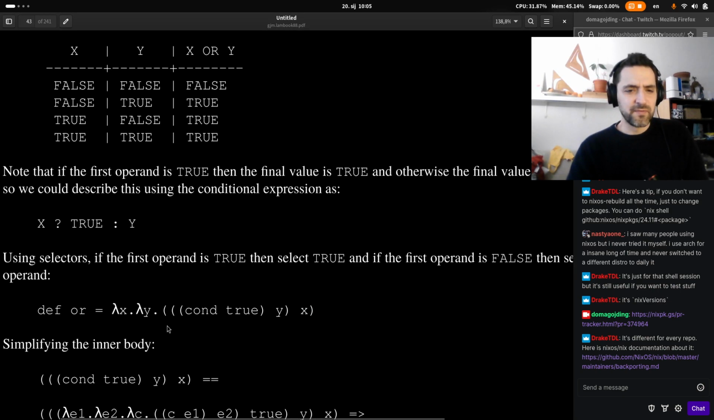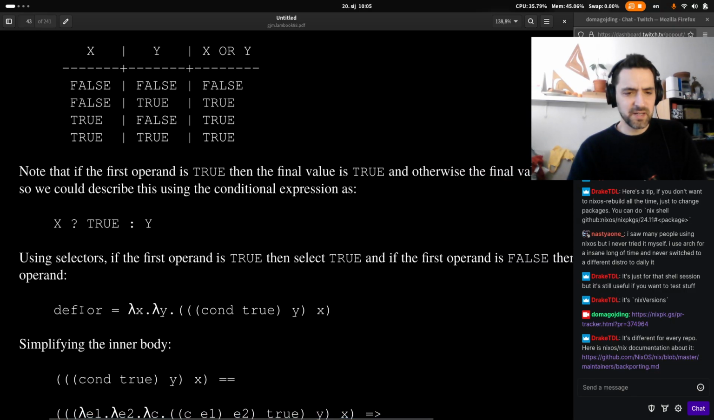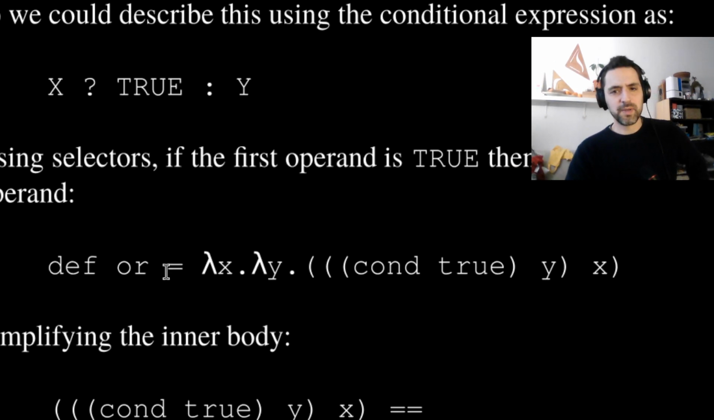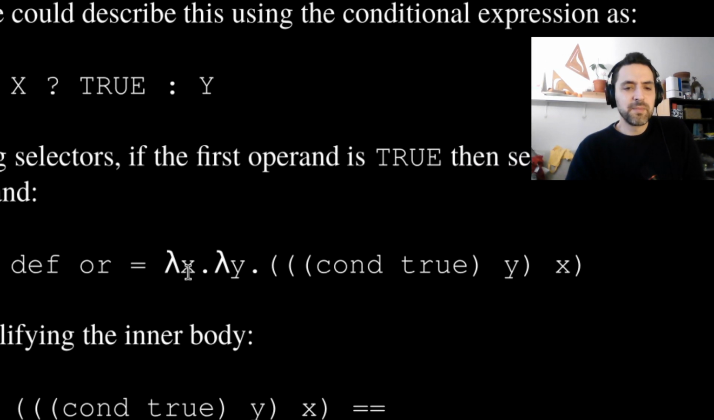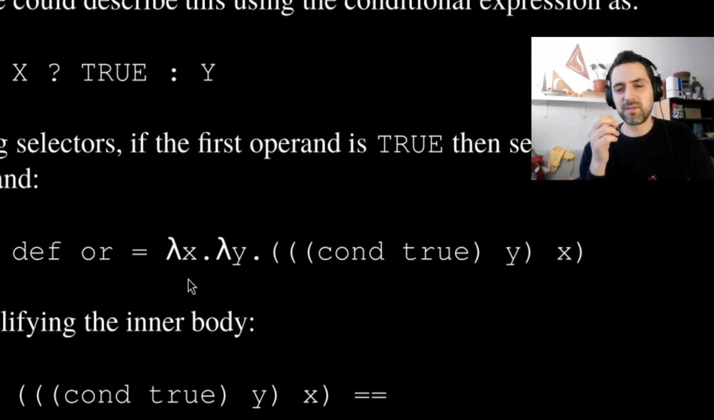Using selectors, if the first operand is true, then select true. And if the first operand is false, then select the second operand. So let's see, defined OR. What do we have here? Lambda x, lambda y. So we have 2 heads because it takes 2 operands. The condition true, y. So true is select first. Condition make pair. So it makes a pair with select first and y. And then x.